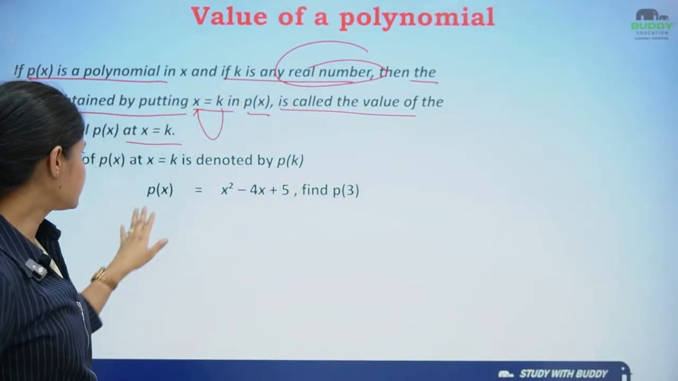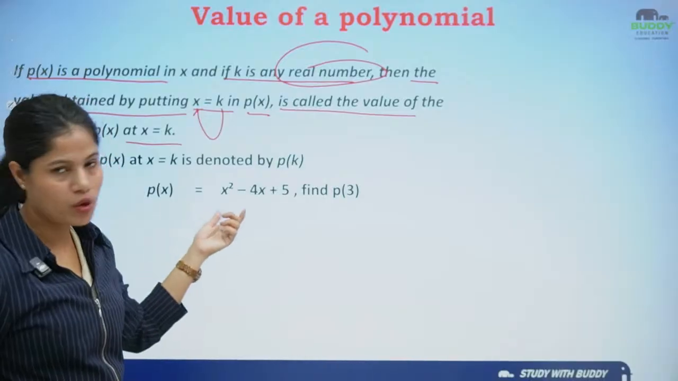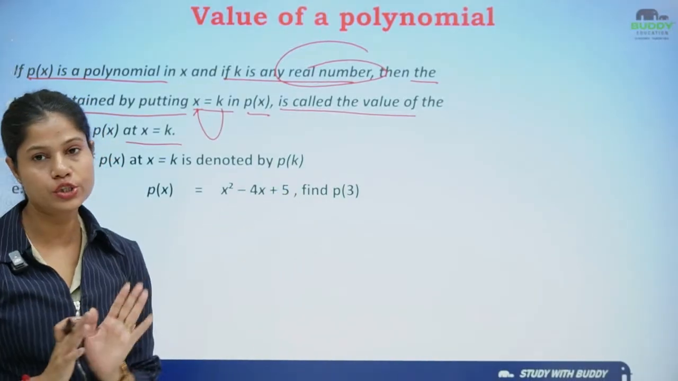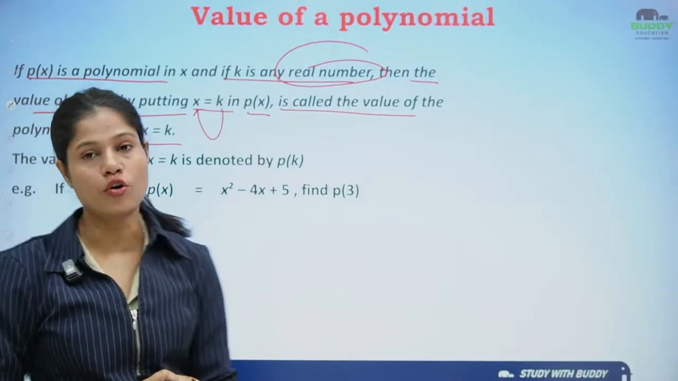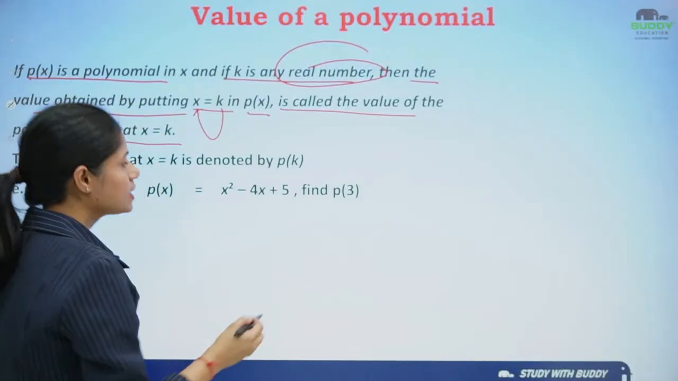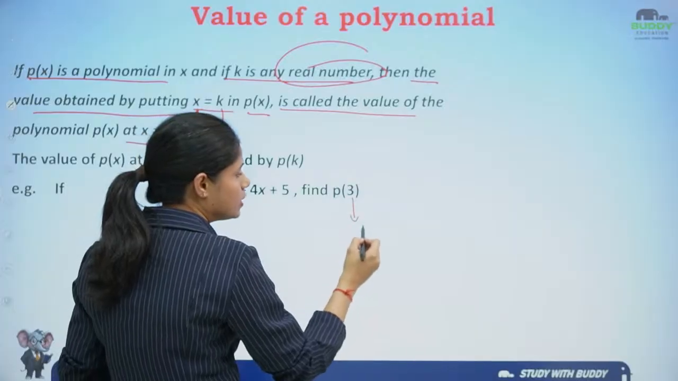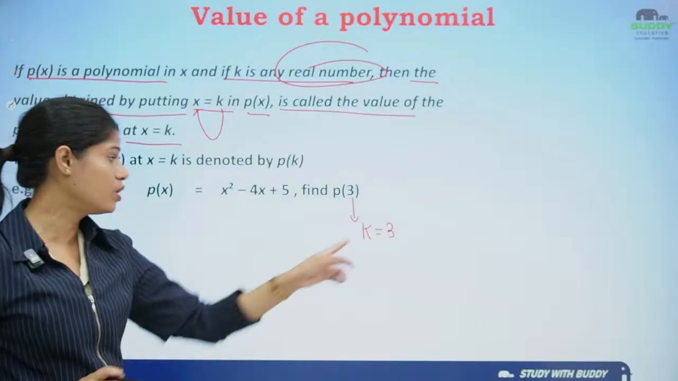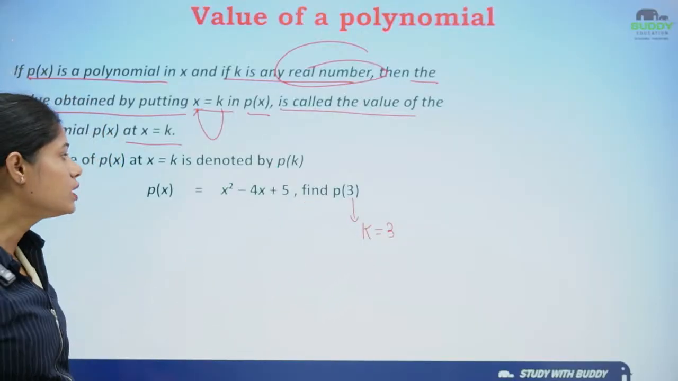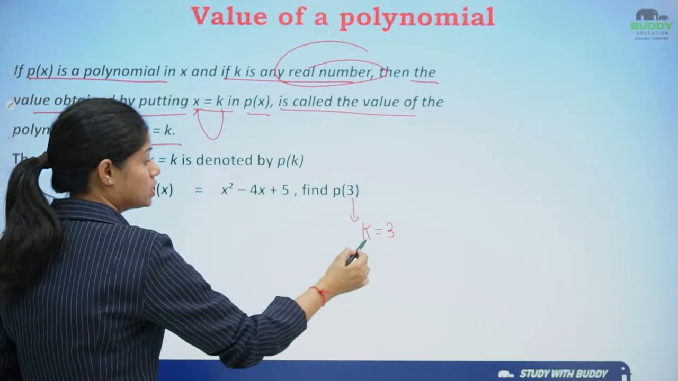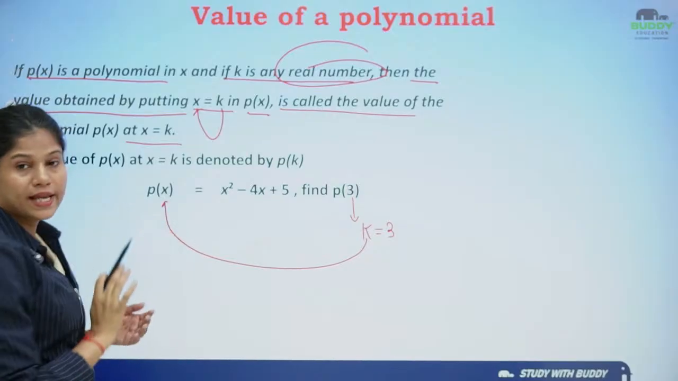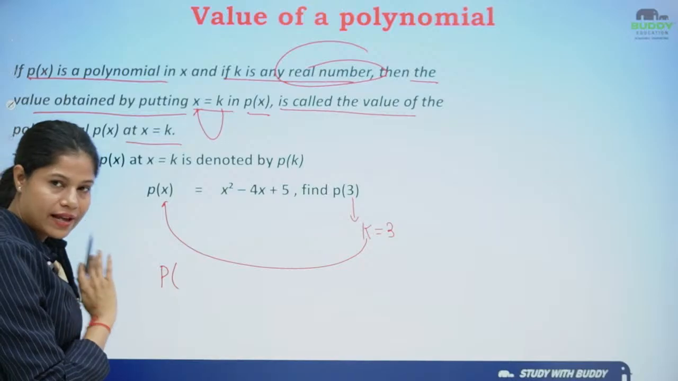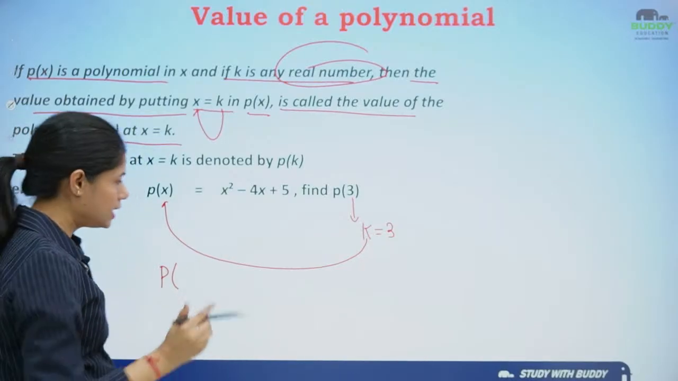Let's say p(x) is a polynomial x square minus 4x plus 5, and they want you to find the value of p(3). p(3) means this is the value of k. So here the value of k is 3. Now you know that this is a real number. So they are saying you have to just put this value in place of x. So wherever I see x, I'll put 3 over there.